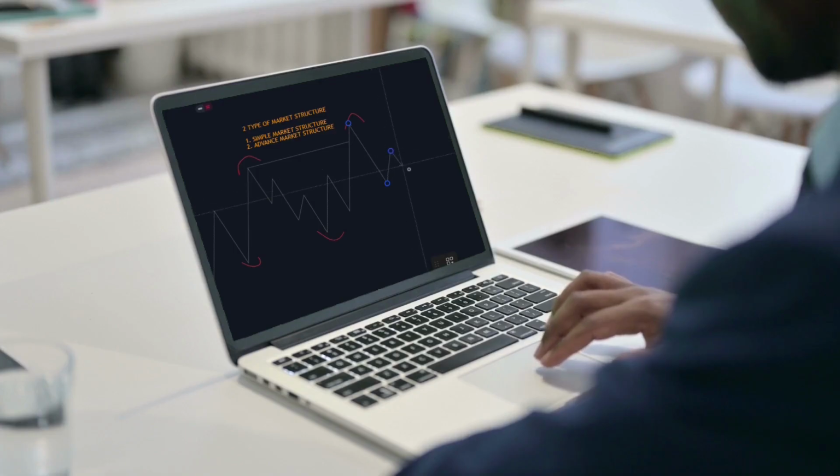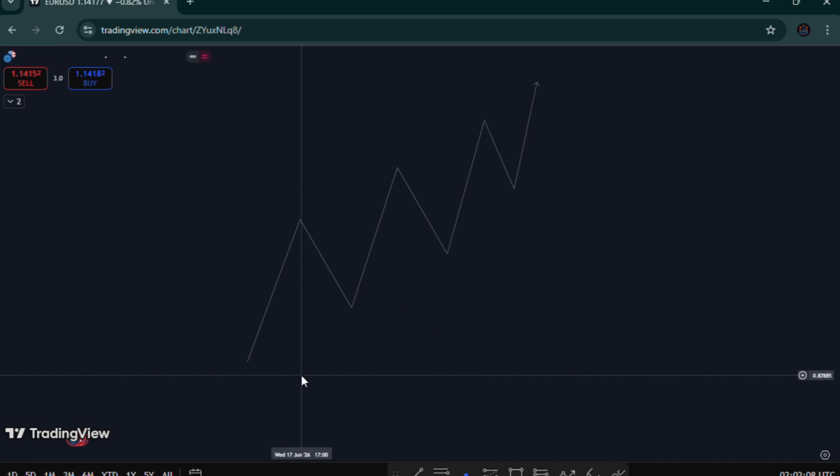Now let's start by understanding what market structure actually is. Let's start with a simple definition of market structure. Market structure is the pattern of price movement that shows direction of the market. Price doesn't move randomly, it moves in swings, and we can identify the swings from here.